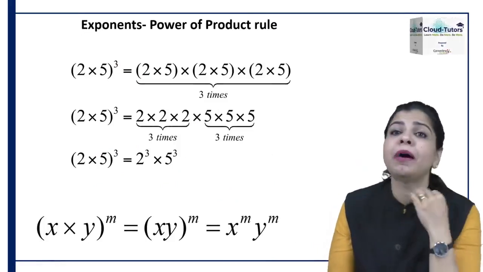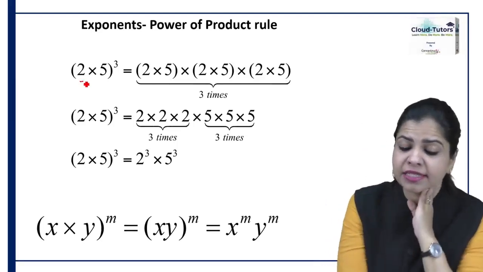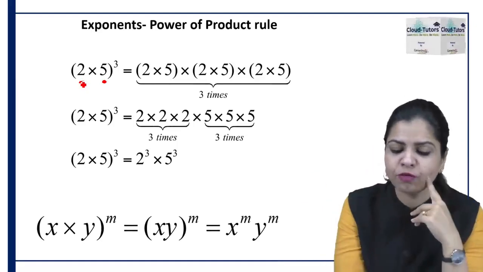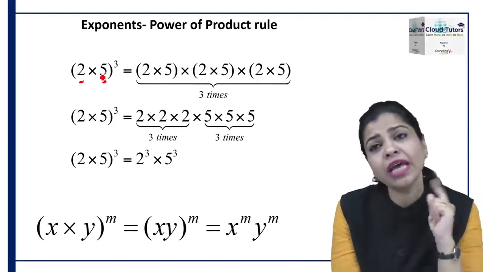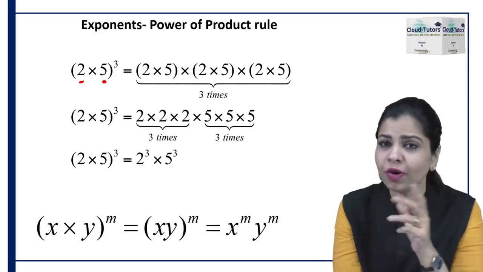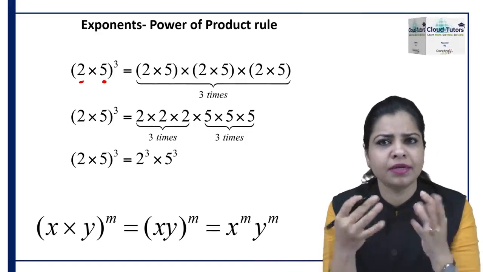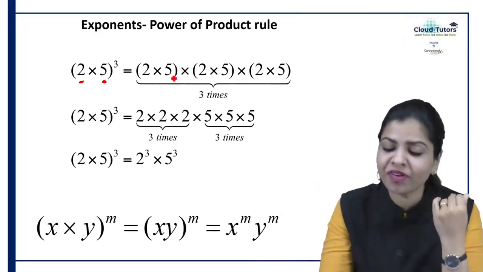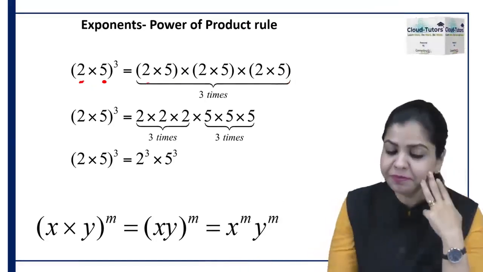This is called the power of product rule. What do you do here is, the bases are different, okay? They are not the same, right? You have 2 different bases. One is 2 and one is 5. And both are raised to the same power 3. Let's understand through simple steps. Let's go back and do the same steps we did. So 2 into 5, how many times should I write? 3 times. 2 into 5, 2 into 5, 2 into 5.